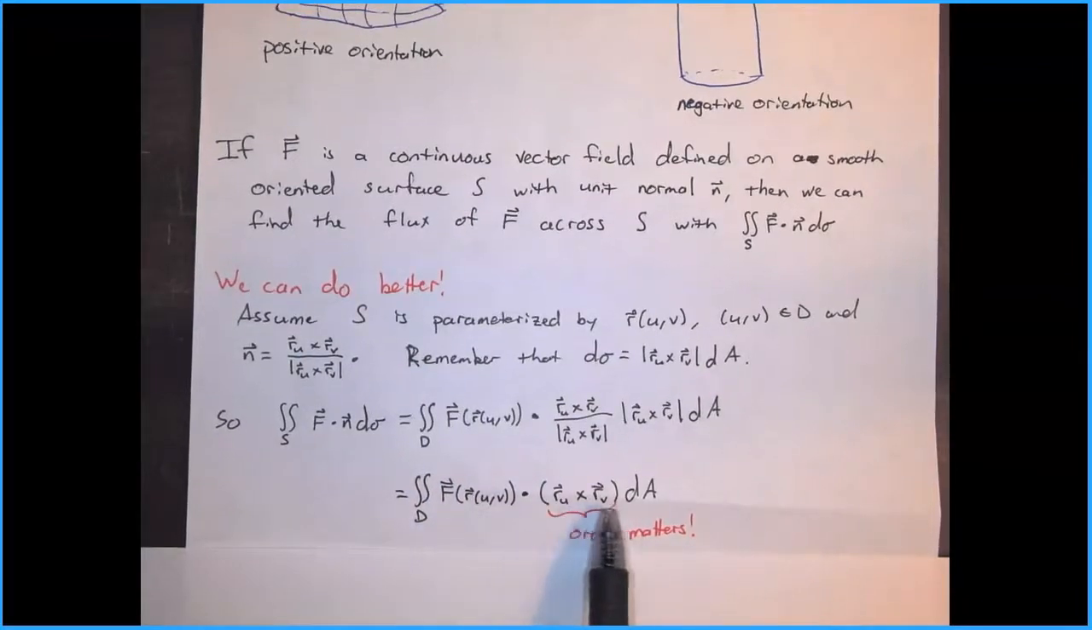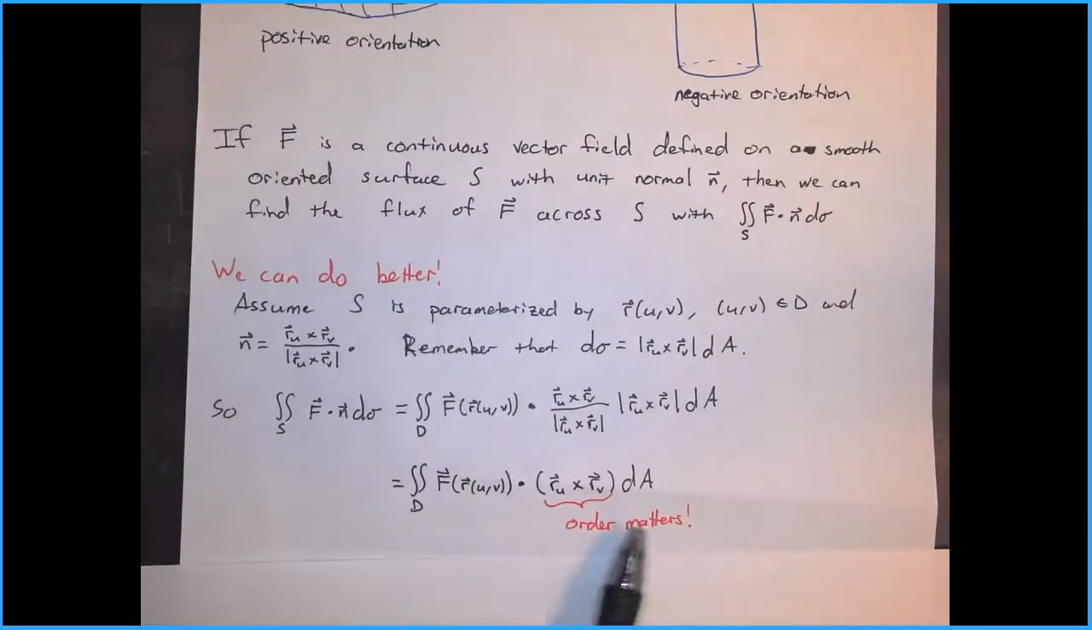But now the order that you set up this cross product matters. Before it didn't matter because we were taking a magnitude. Now it does matter, because if I switch this order, a -1 is going to pop out. So you need to make sure you're picking the correct normal, set up this cross product in the correct way. And this is how we're going to compute these flux integrals across surfaces. Alright, let's take a look at an example.